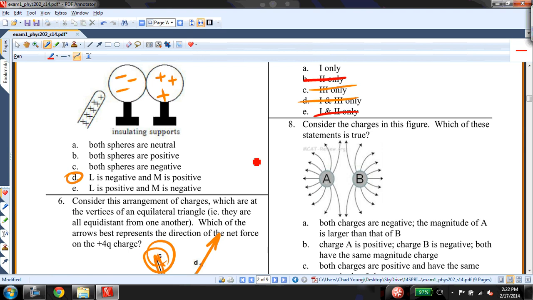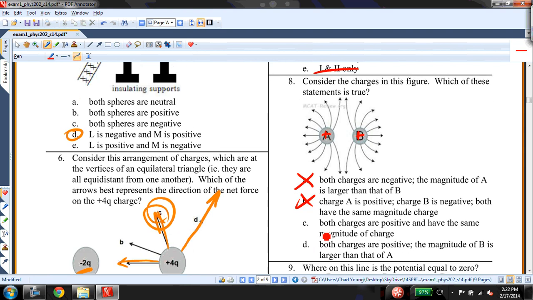All right, which of these statements is true? Both charges are negative. That's not true because they have to be positive because the field lines are coming out. Charge A is positive, charge B is negative. Both charges are positive, so either C or D. But if you count the number of lines, they both have an equal number of lines, so the magnitude of the charge is the same.